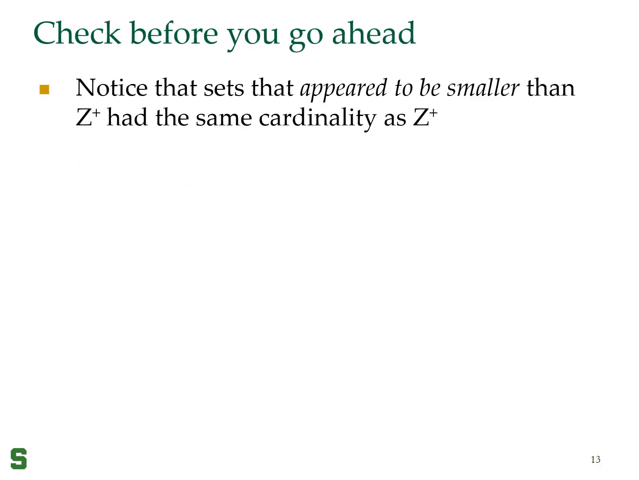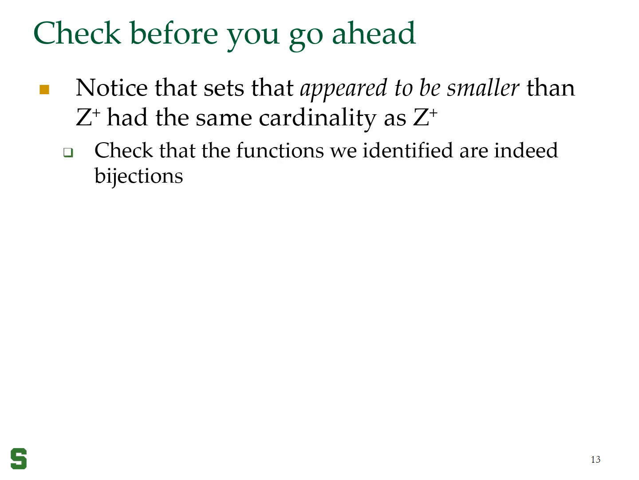Once again, we have reached a check before you go ahead slide. Here I want to emphasize that we looked at some sets like the odd numbers and even numbers that looked to be smaller than Z plus, but they had the same cardinality as Z plus. And that was because there was one bijection from Z plus to that set. If one such bijection exists, then the two sets have the same cardinality.